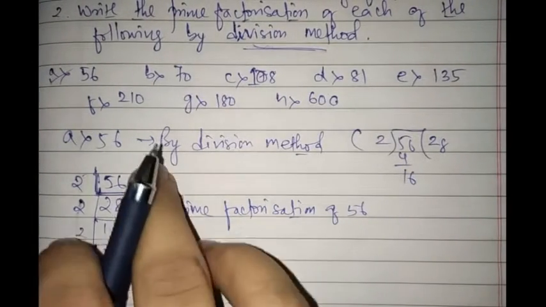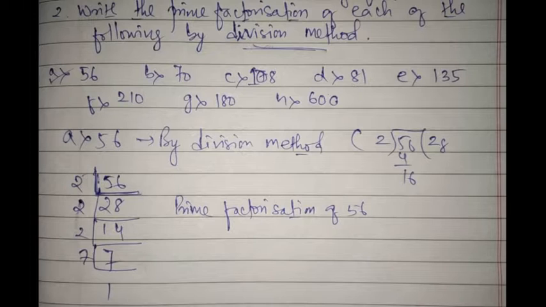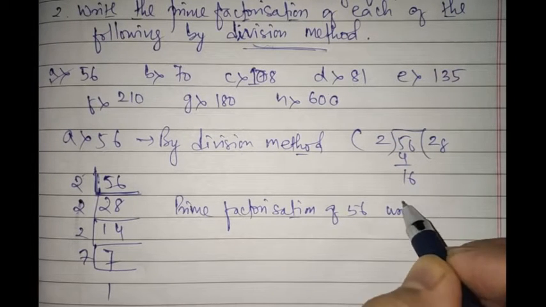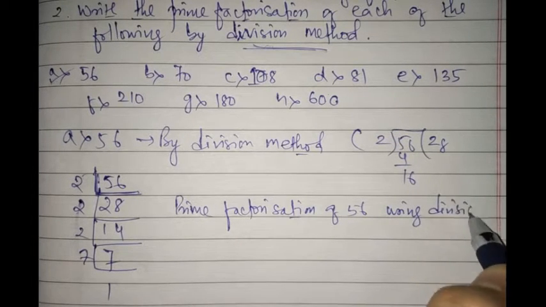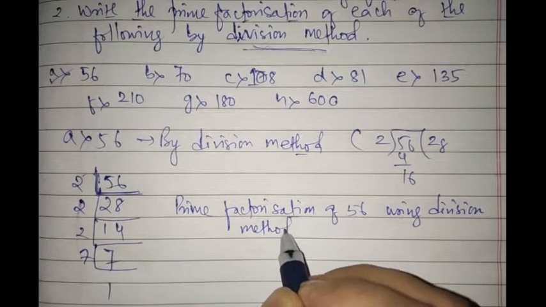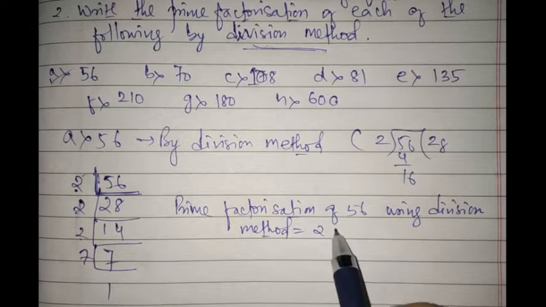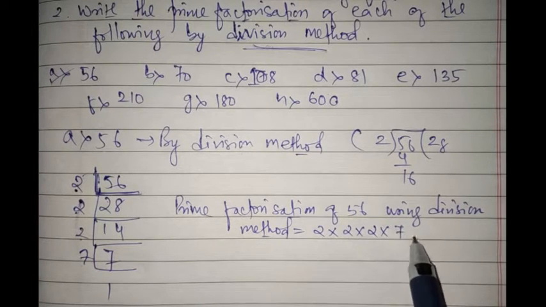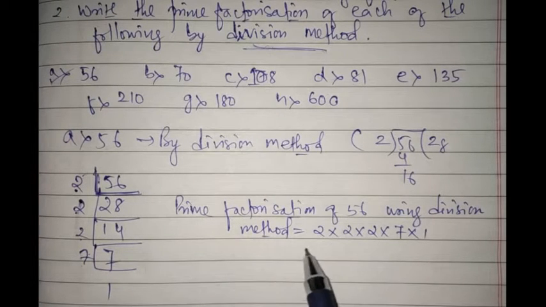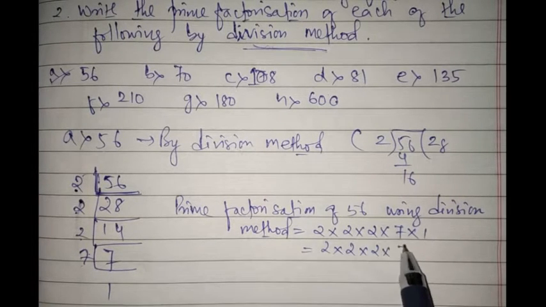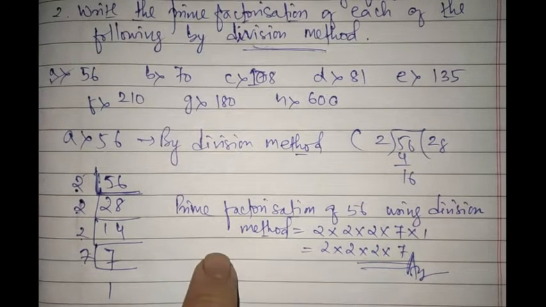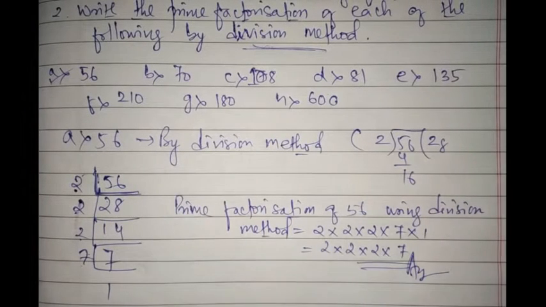So this is nothing but a division method, or we are doing in number 1 and 2 we are just doing LCM to find out the LCM. Okay, so the prime factorization of 56 using division method we have applied. So what are the numbers you got? 2 into 2 into 2 into 7. Into 1 also you got, so you can write 7 into 1, or you can simply write 7 here like this. Okay, so these are the prime factors you got after applying the division method.